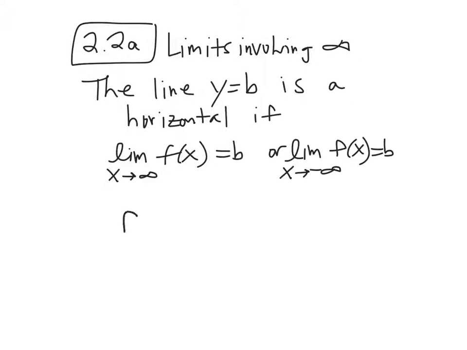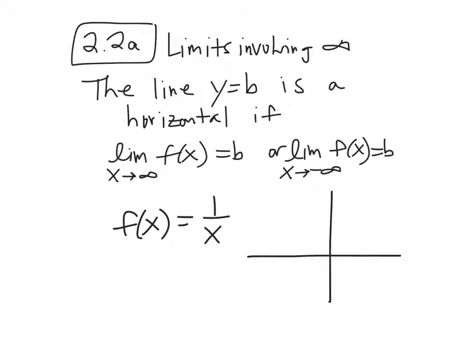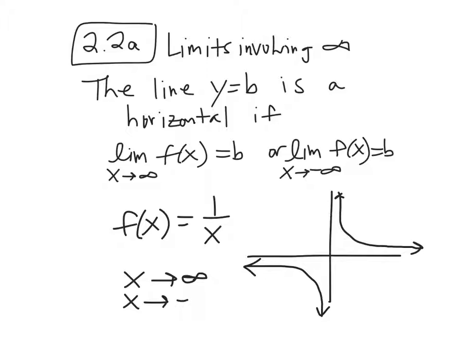If you have f of x is equal to 1 over x, okay? And if we took a look at the graph of this, it's your very basic parent function of a rational function. Rational functions look like this. They have 2 branches, 1 over here and 1 over here. So what we want to do is look at this as far as x is going out to infinity, or as far as x is going out to negative infinity, what is my y approaching?